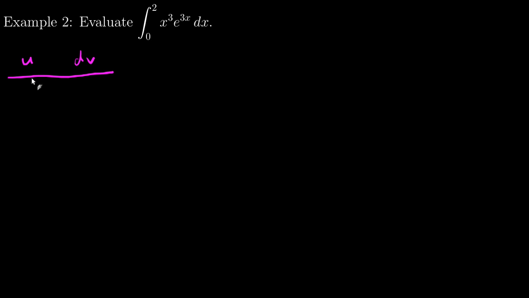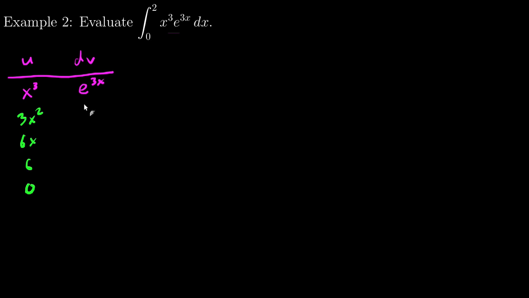Following the rules for u, no logs, no inverse trig, but I have a polynomial, so I'm going to use x cubed as u, and I'll have everything else as dv. I'm not going to write the dx here, I'll just make sure to wrap it up nicely. We take derivatives here: the derivative of x cubed is 3x squared, the derivative of that is 6x, the derivative of 6x is 6, the derivative of 6 is 0. And that's the important thing, this term goes to 0, while this one doesn't blow up to being more difficult.